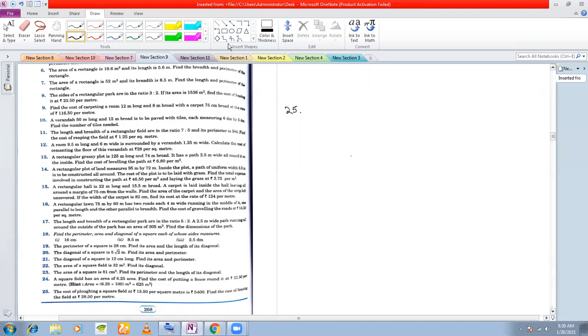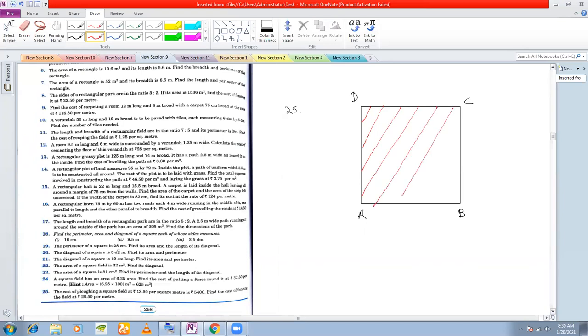Okay, so let's draw a square first and see. Let's try to understand the problem. This is a square field, and the inside of the field, this area needs to be plowed. All the sides of this square field are equal. Fine.